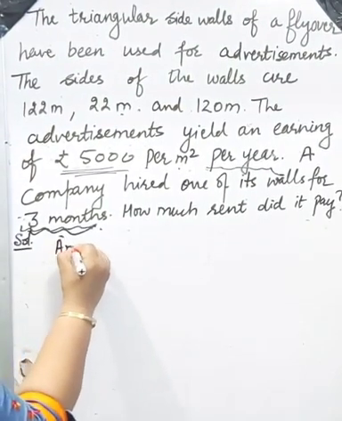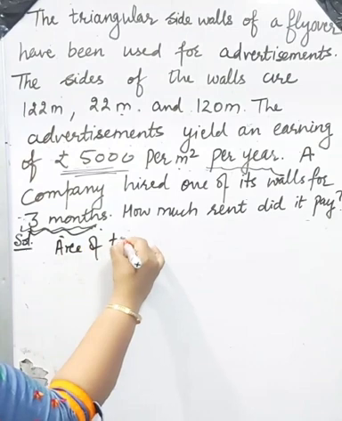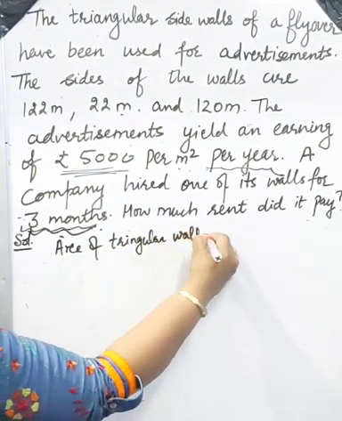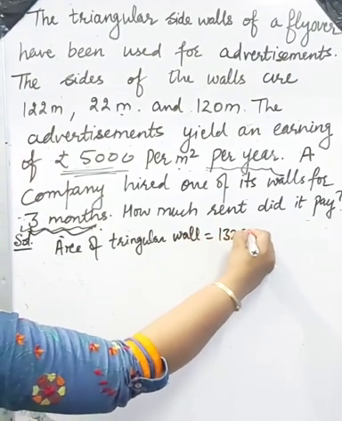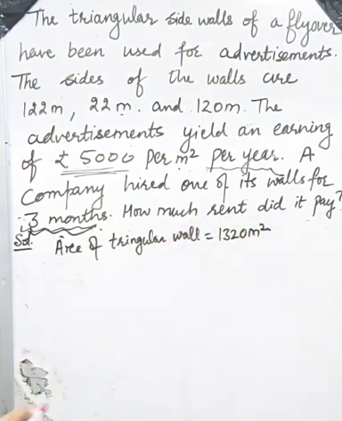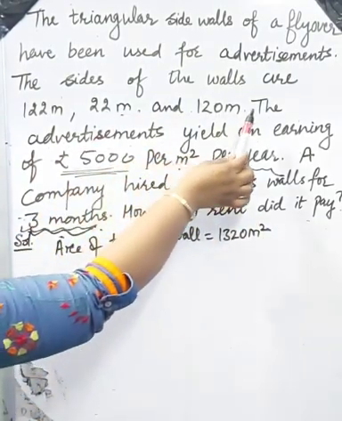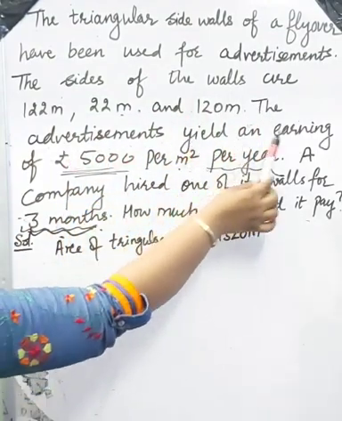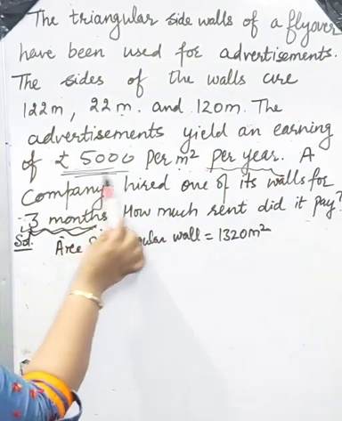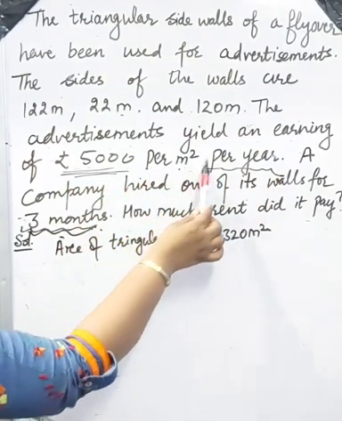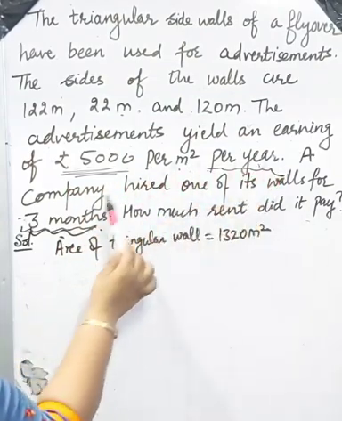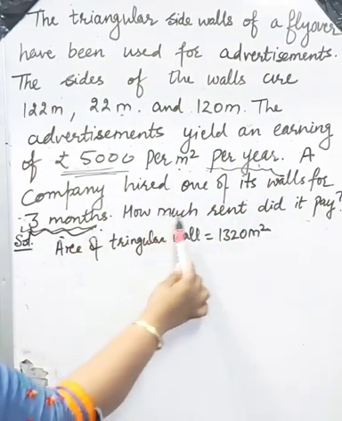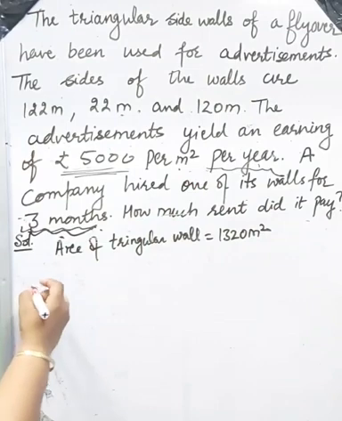Now the area of the triangular wall equals 1320 meters square. Now the next part of this question. The advertisements yield an earning of rupees 5,000 per meter square per year. A company hired one of its walls for 3 months. How much rent did it pay?